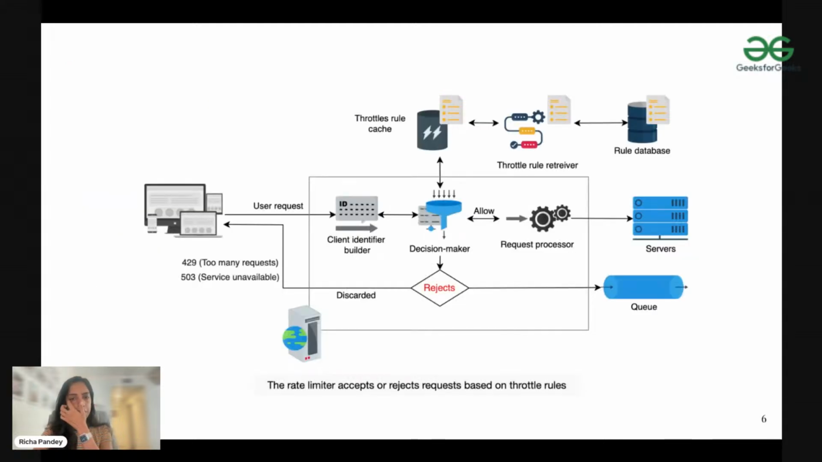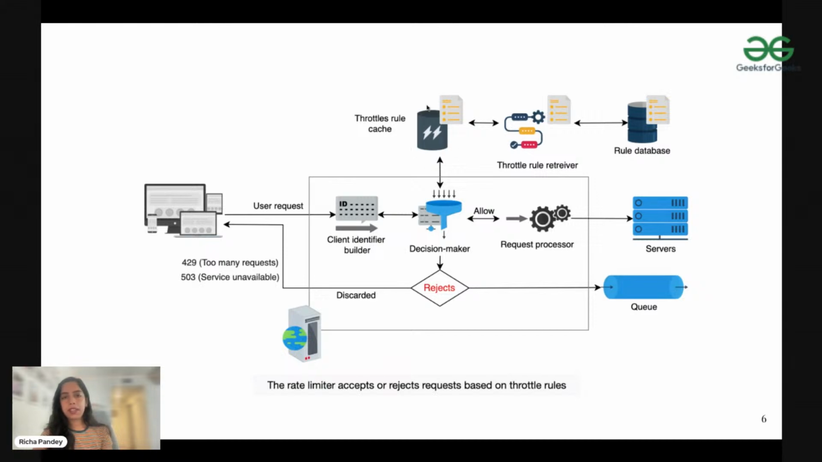Next, this is a diagram that explains how a rate limiter works. Here you have a client side, a phone or a web application. You send a user request. Now, there's a client identifier builder which basically identifies the, let's say if you are throttling based on a user ID, it will help identify the user ID here. Now there is a decision maker. This is the rate limiter, which will basically tell the system to accept or reject the request. So this rate limiter has a rule here.